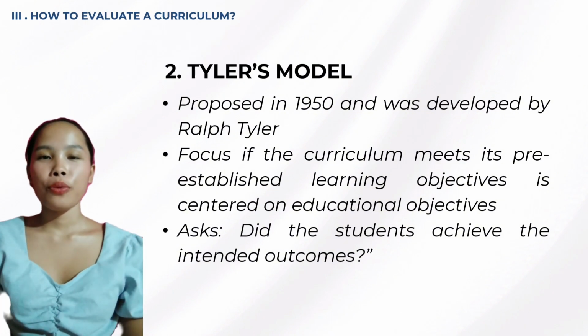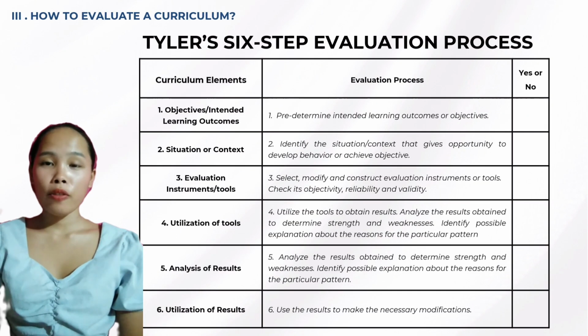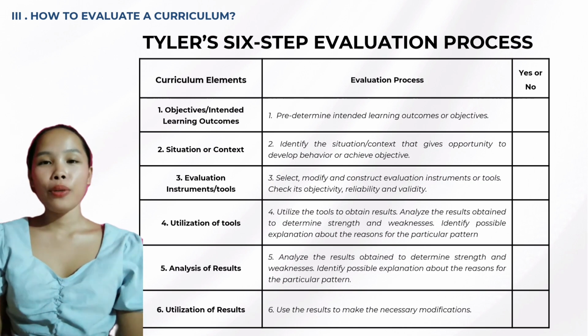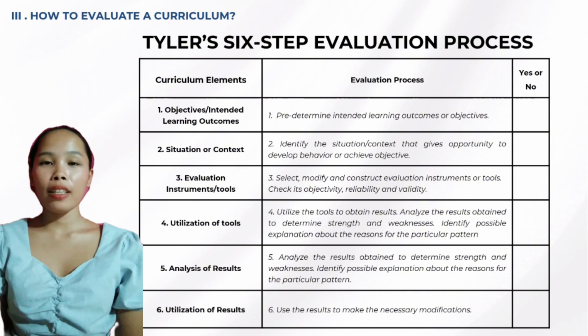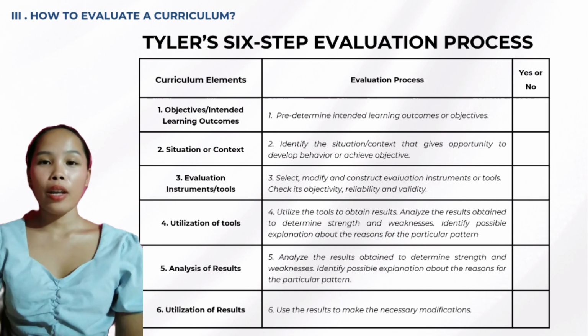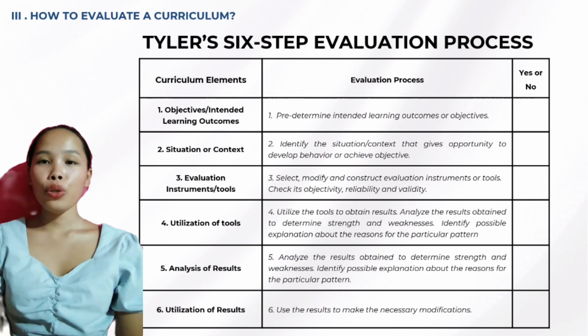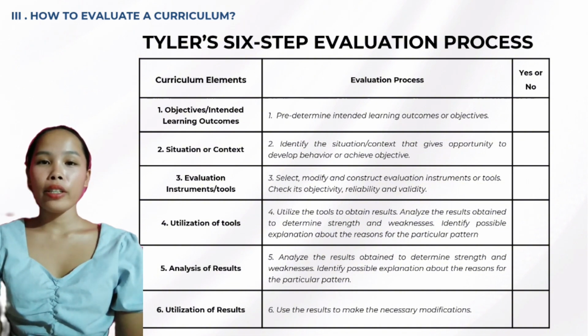Now let's move on to Tyler's 6 steps. First is to predetermine the learning outcomes of the curriculum. After that, you need to identify the learning context in order to construct and validate tools. It must also use tools to gather results, analyze results for strengths and weaknesses, and lastly, use findings to improve the curriculum. So these steps guide educators from setting learning goals to analyzing results and applying improvement.